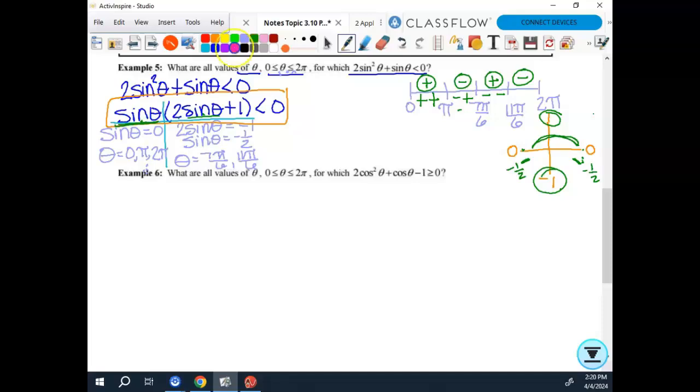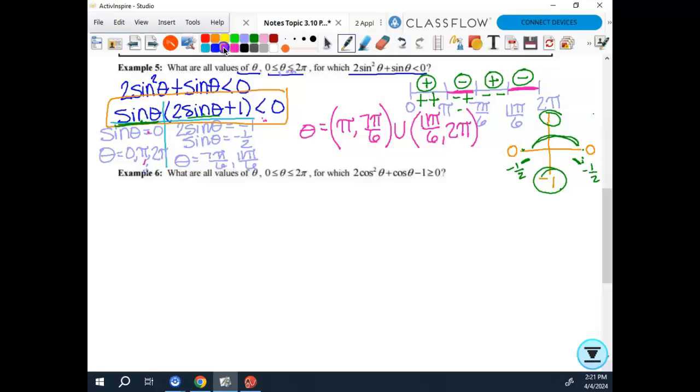All right, so now I want to look at what I'm trying to actually find. I need this to be less than 0. That means I want it everywhere where it's negative, here and here. So then theta is equal to, I'm going from pi to 7 pi 6, parentheses or brackets? Parentheses. Then I'm going from 11 pi 6 to 2 pi. Parentheses. Even though 2 pi is included right here, 2 pi actually makes this equal to 0, and I don't want it to be equal to 0. Okay. Good. We good with that?